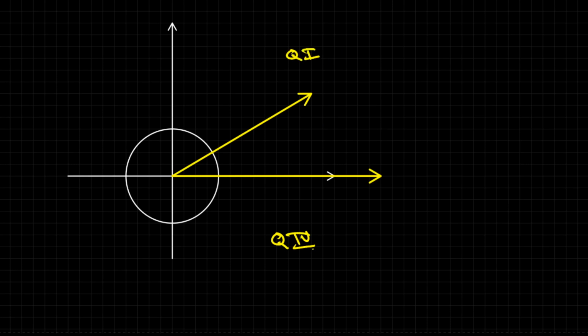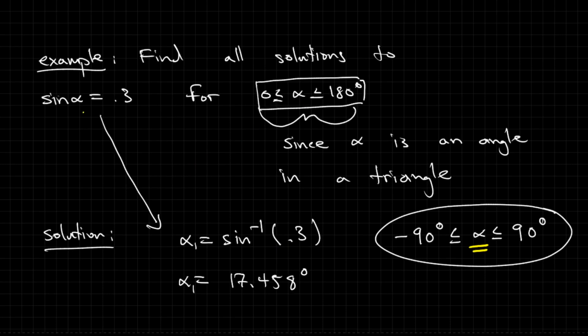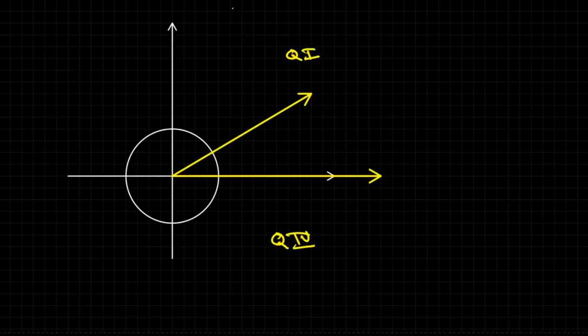And I know it can't be quadrant 4 because sine of alpha is positive, which means the y-coordinate where we have an intersection with the unit circle is positive, so it could not be quadrant 4. So here's a depiction of alpha 1, and this terminal point here where you intersect the unit circle is going to have some x-coordinate and the y-coordinate will be 0.3.